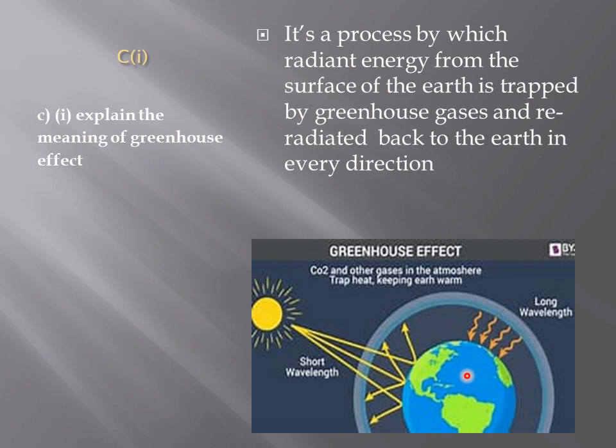The earth then releases radiant energy. As the radiant energy goes up, it is trapped by these greenhouse gases and re-radiated back onto the earth, and that is the meaning of greenhouse effect. It is a process whereby radiant energy from the surface of the earth is trapped by greenhouse gases, carbon dioxide and others, so that it can't escape, and is re-radiated back to the earth in every direction.